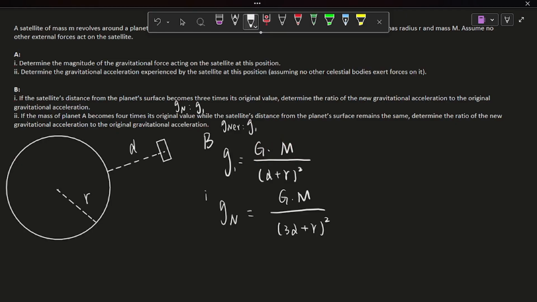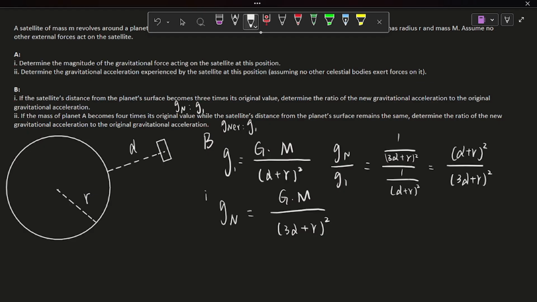So the ratio Gn over G1 is equal to 1 over 3d plus r squared, over 1 over d plus r squared, which gives the final answer: d plus r squared over 3d plus r squared. That's your answer for part 1. For part 2.